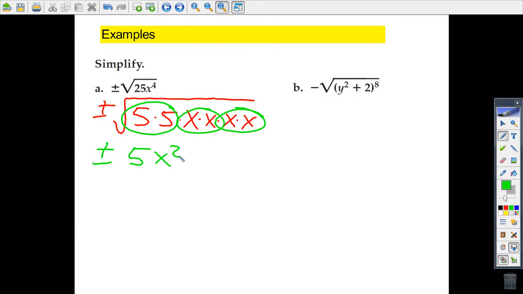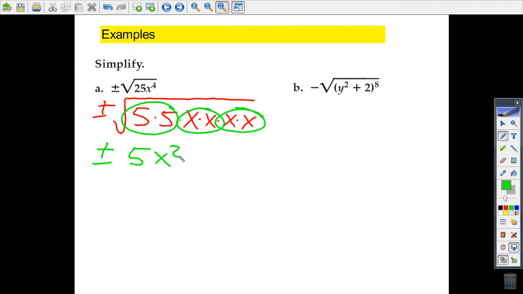So, a couple little helpful hints that save you time and money. You know how to take the square root of a number, 25. When you're taking the square root of a variable that has an exponent, like this one is x to the 4th, my answer became x squared. When you take the square root of it, you are cutting the exponent in half.